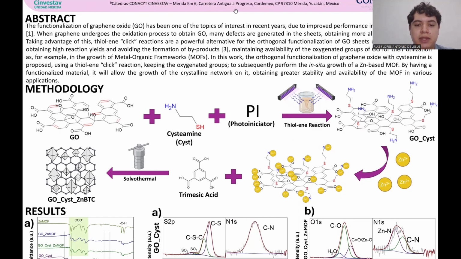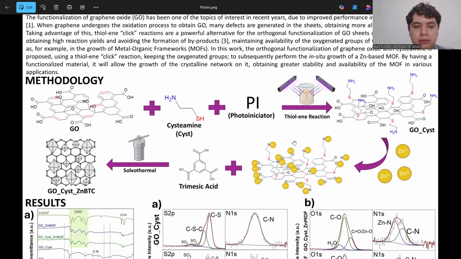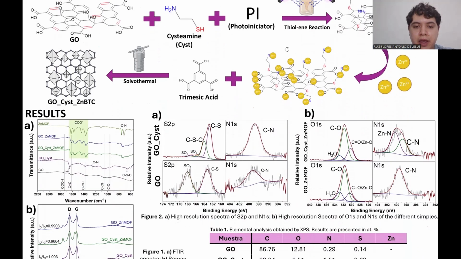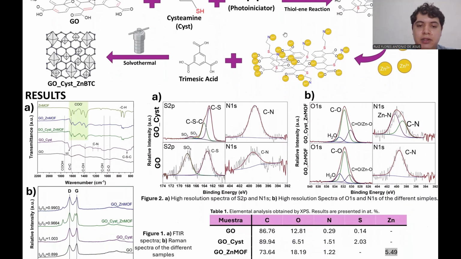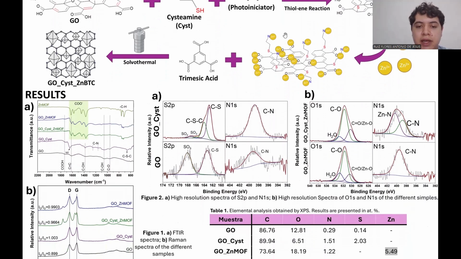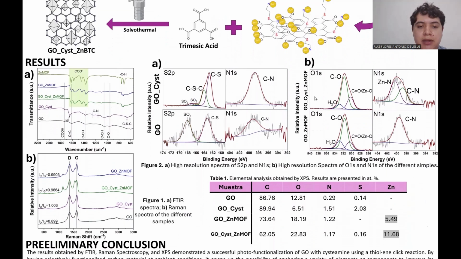The results obtained by FTIR show in the sample graphene oxide cysteamine a band at 1616 corresponding to the interaction between the thiol group and the alkene groups of the graphene oxide, indicating a successful bond. Also at 1060, the band of the amine group is shown.